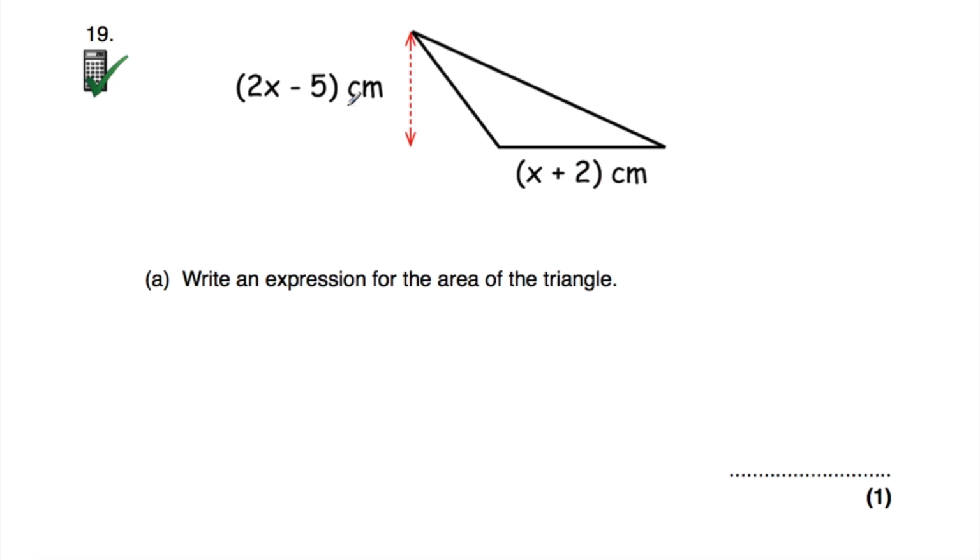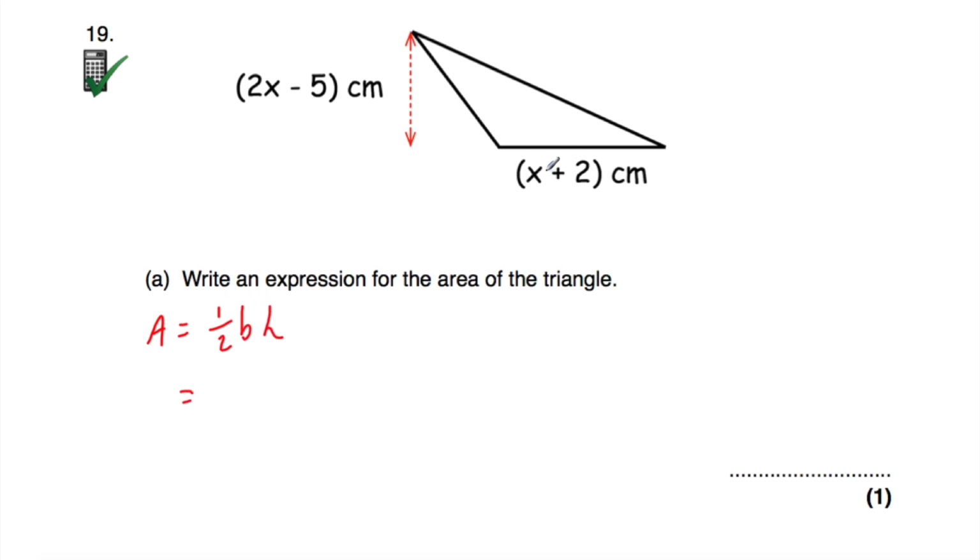Okay, let's look at our last question, question number 19. So question number 19, we've got this triangle, and we've got the base of the triangle and the perpendicular height of the triangle. And part A says, write an expression for the area of the triangle. So the area of a triangle is equal to half the base times the perpendicular height, or half the base times the height.